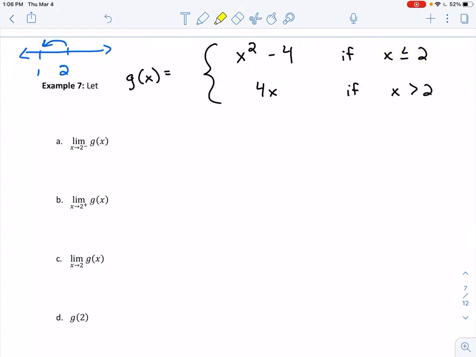So I'm going to go ahead and take that x value of 2 and plug it into x squared minus 4. Here I've got 4 minus 4, which gives me 0. So there's my limit. So there's the left-hand limit.